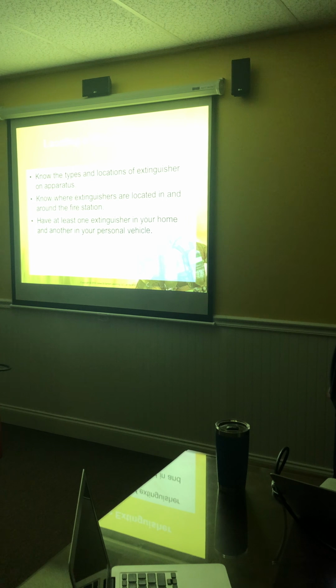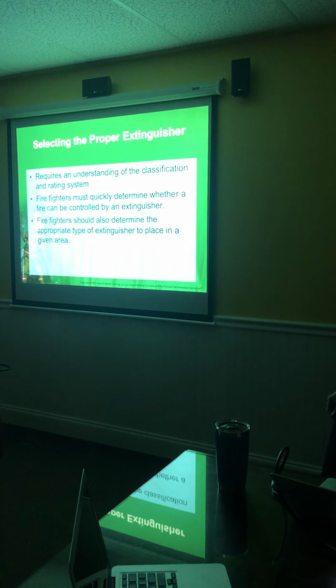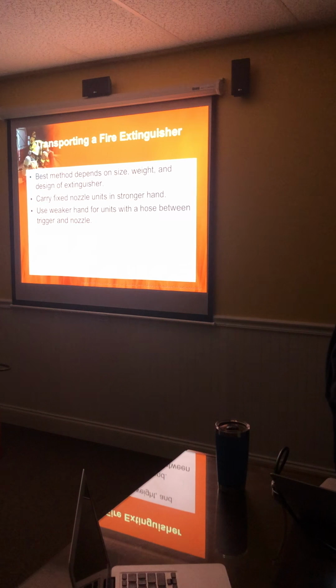Locating a fire extinguisher, you've got to know the types and locations of fire extinguishers on the apparatus and know where they are around the station. And it is recommended to have at least one extinguisher in your home and another in your personal vehicle. Selecting the proper extinguisher requires understanding of the classification and rating systems. And for transporting, the best method depends on the size, weight, and design.